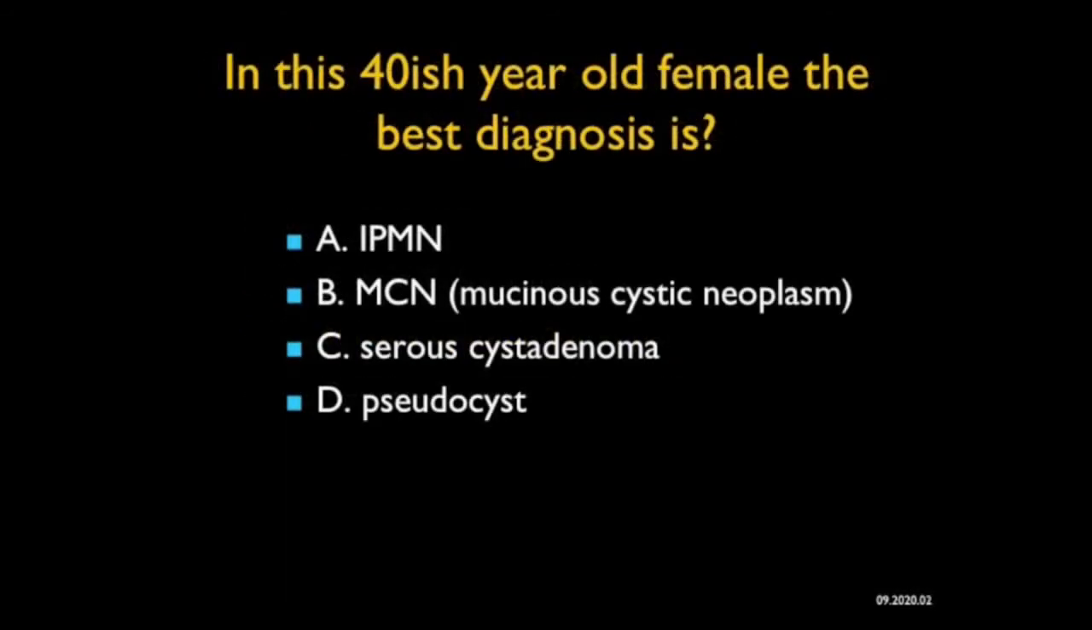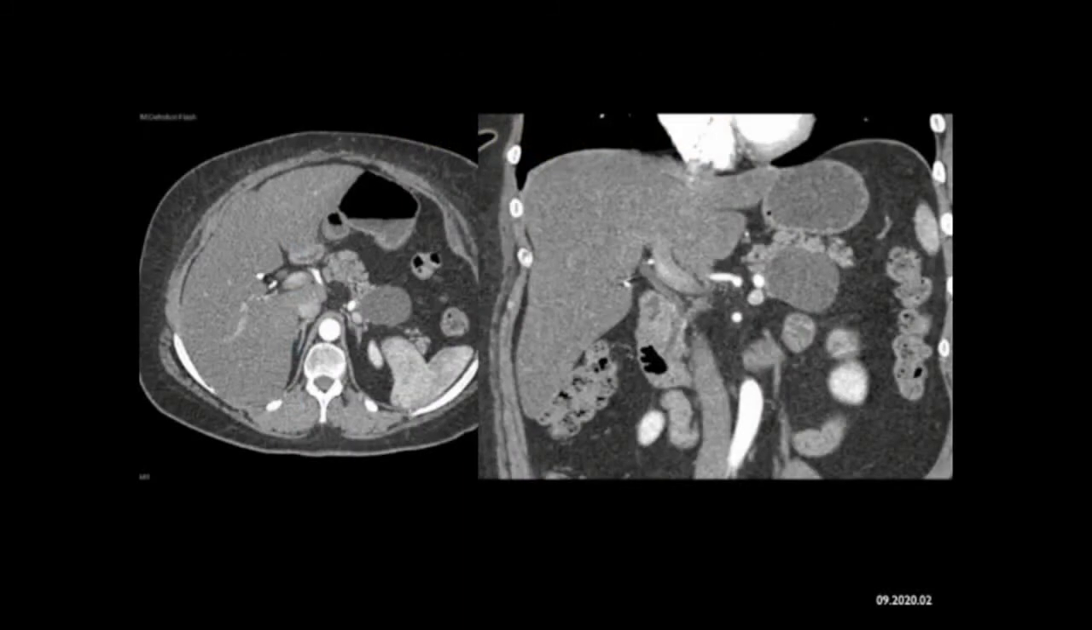In this 40-ish-year-old female, what's the best diagnosis? Well, you see a cystic lesion really near the tail of the pancreas, and it's hanging down just a little bit. Well, what could this be? I gave you 40-ish, and with 40-ish I'm always thinking MCN. IPMNs are also common in that age group. Truthfully, serous cystadenomas and pseudocysts can be as well. There's no evidence of any inflammatory changes, so pseudocysts are a bit less likely.